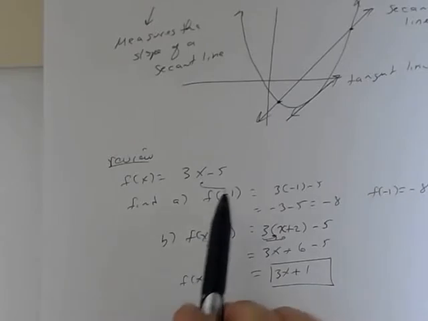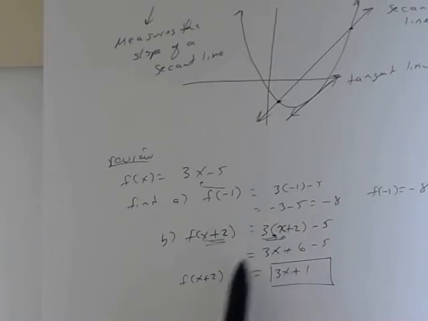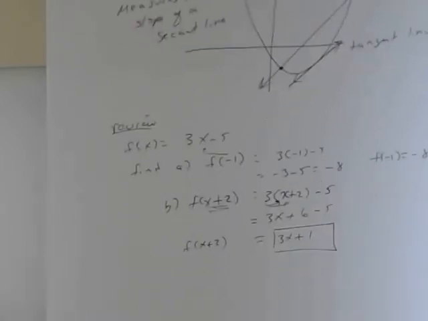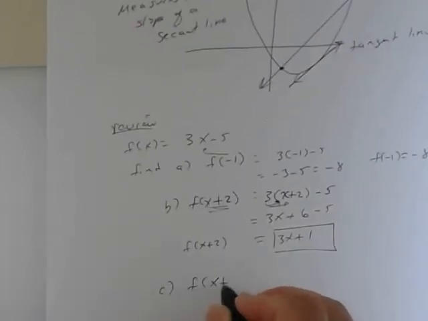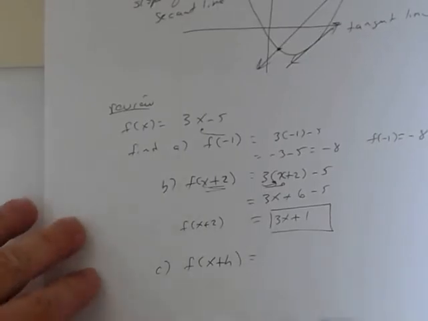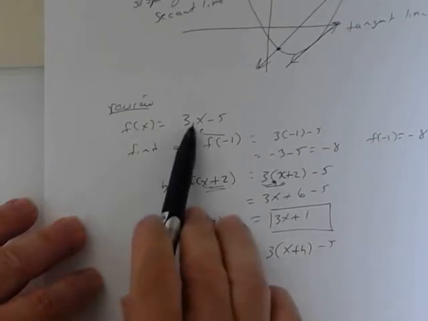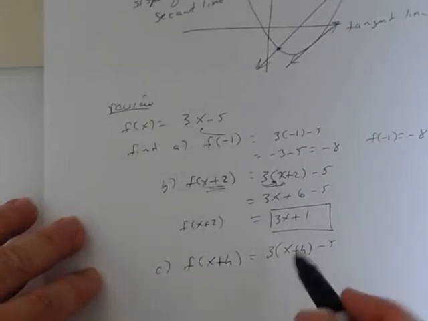Now remember, when you plug in a number, you're going to end up getting a what? A number, a real number. When you substitute a variable expression, you can end up with a variable expression. All right, what about C? Suppose you want to find f of x plus h. F of x plus h. So just like f of x plus 2, wherever you see the variable, what do you plug in? X plus h. So if I plug in x plus h, I get 3 times x plus h minus 5, right? Y'all agree? All right, what's the next step?